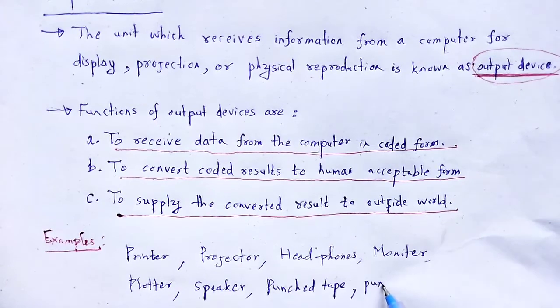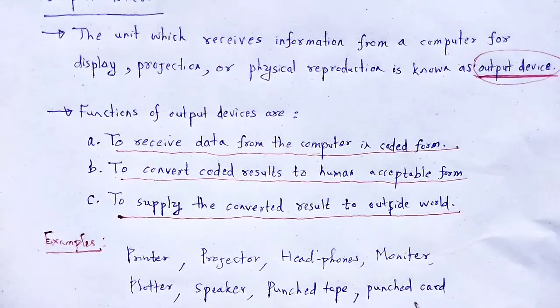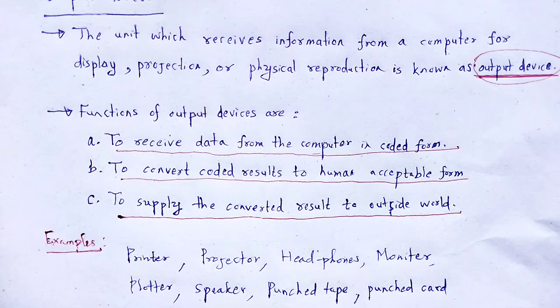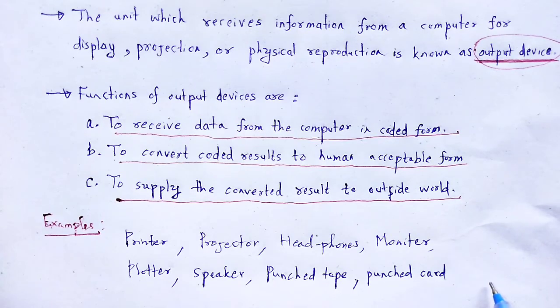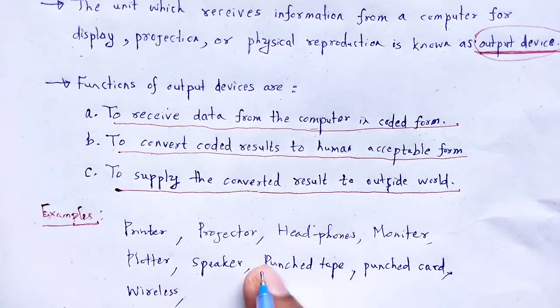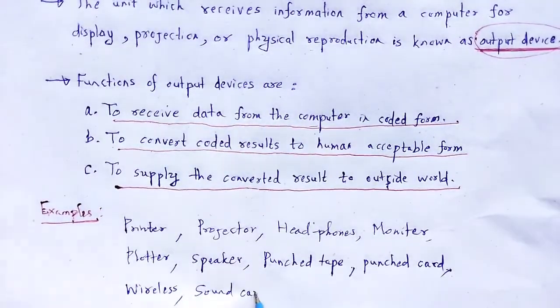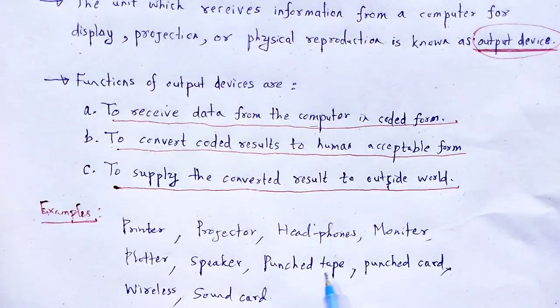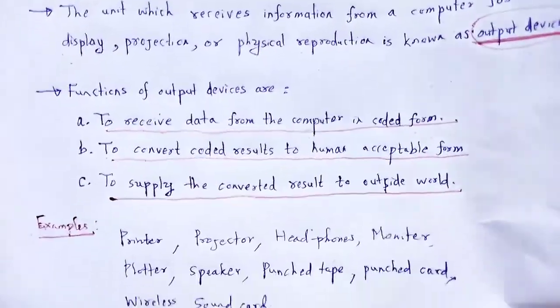Punched card. A punched card is a piece of hard paper having a typical hole pattern, and it was used to carry information represented by the presence or absence of holes in definite locations, and it is usually not in use nowadays. Wireless, sound card. These are the typical examples of output devices.